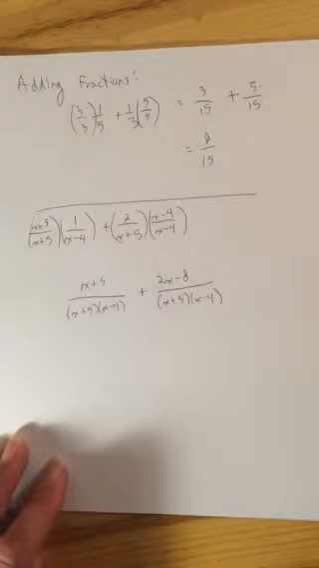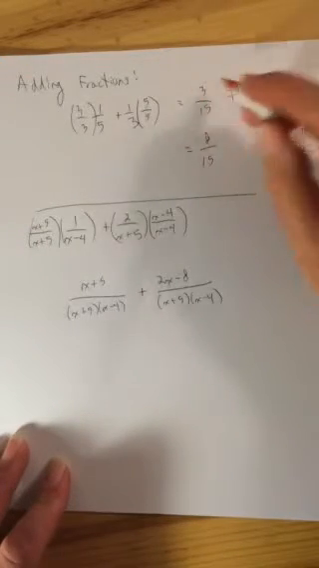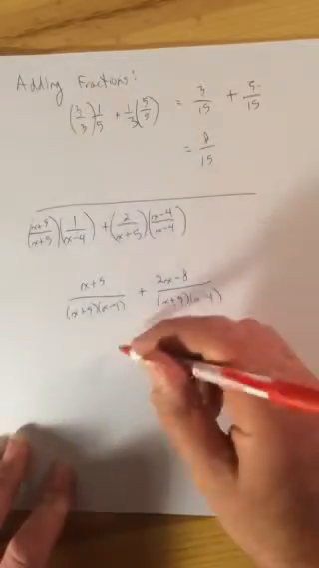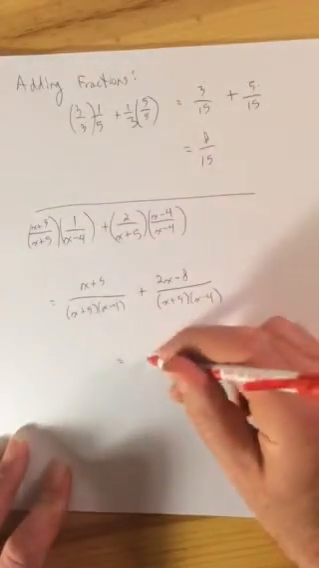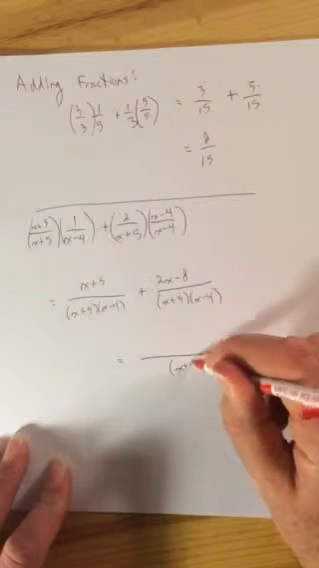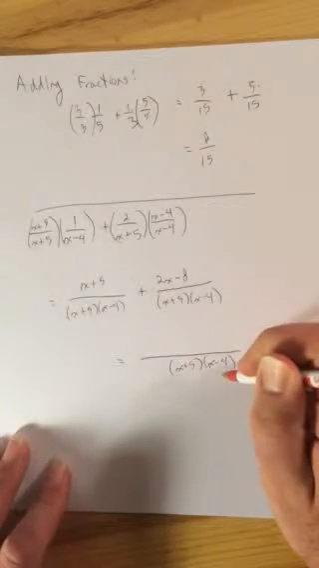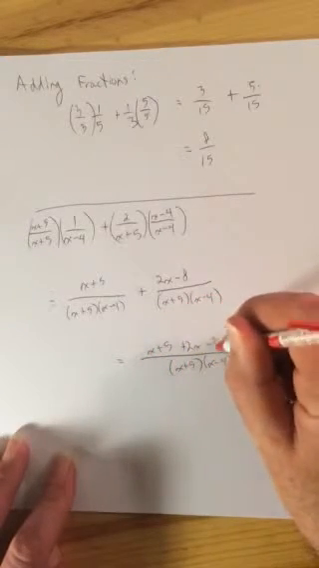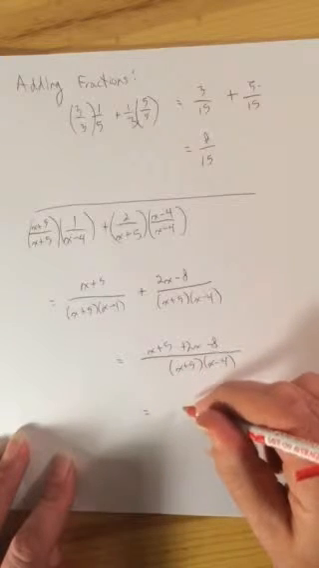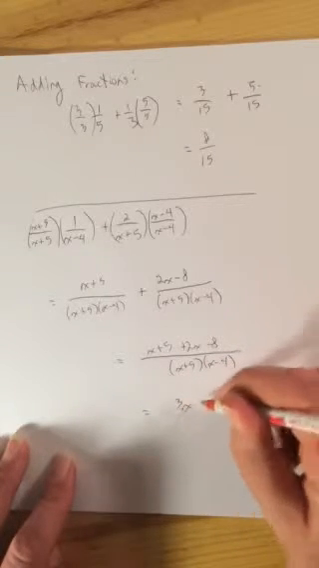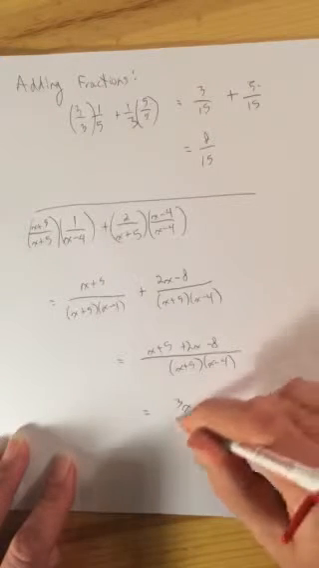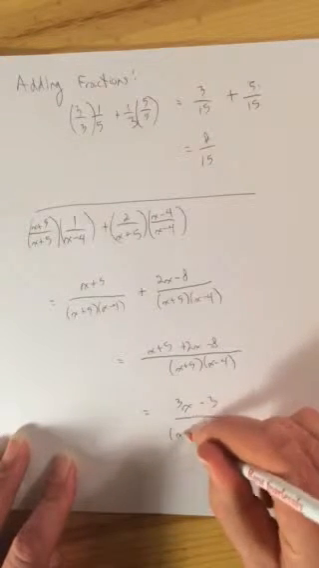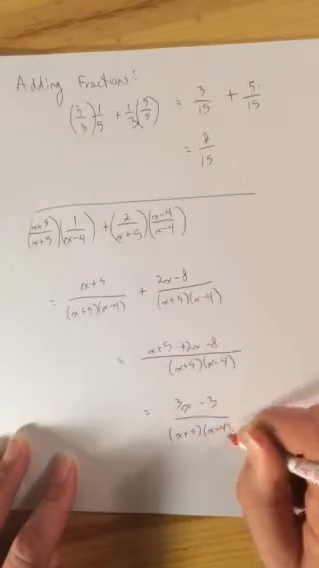Now, we've got two fractions that have the same denominator. What did we do last time? We had 3/15 and 5/15. So we left the 15 on the bottom and we added the two top parts. Let's do the same thing here. Denominator is still going to be x plus 5 times x minus 4. And now what's my numerator? It's just going to be x plus 5 plus 2x minus 8. Which is going to simplify to what? x plus 2x is 3x. Plus 5 minus 8 is minus 3. And I've still got my two denominators, x plus 5 and x minus 4.